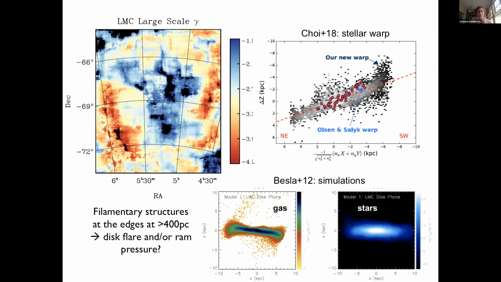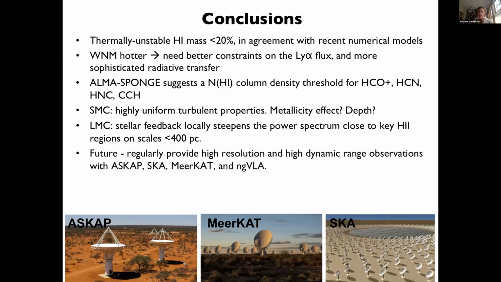So here are my conclusions. The bottom line is we are really starting to do a lot of ISM work, which traditionally was being done only in the Milky Way, in nearby galaxies and at high resolution, and that's super important for testing the extreme parameter space of metallicity and interstellar radiation field. Shielding is extremely important for molecular survival, and we can map variations of turbulent properties across individual galaxies. A lot more work will come in the future from radio telescopes like ESCAP, like the Square Kilometer Array, MeerKAT in South Africa, and Next Generation VLA.